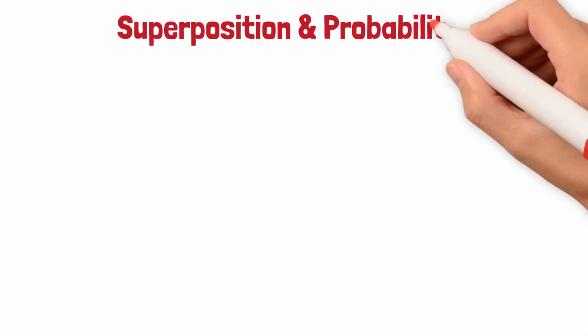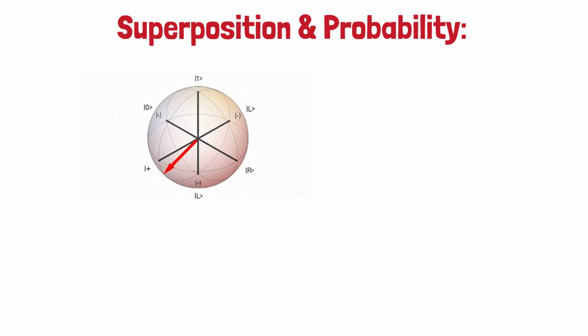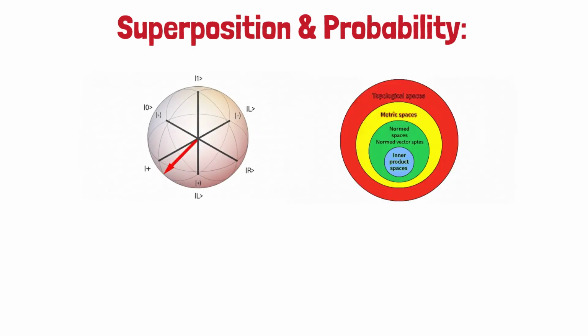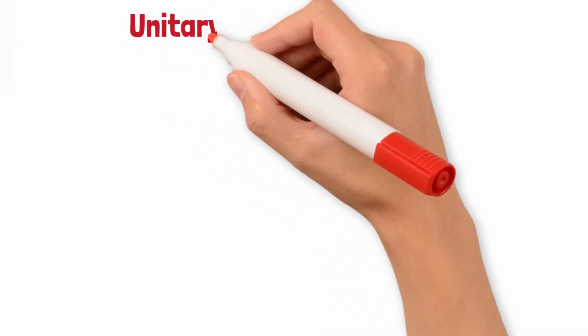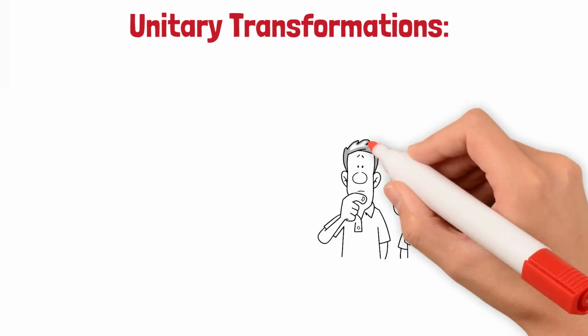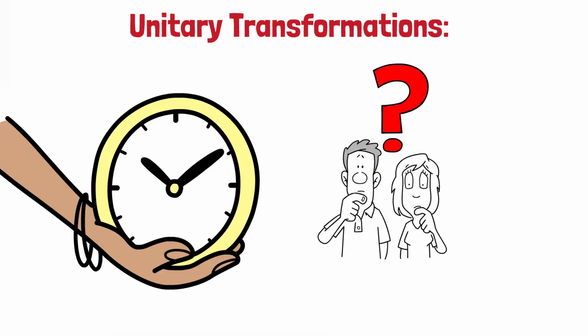Superposition and probability. Instead of a single outcome, quantum states are combinations of possibilities. Hilbert space mathematics tells us how to calculate probabilities of different outcomes. Unitary transformations. These preserve probability and describe how quantum states evolve over time. They are the foundation of quantum algorithms.